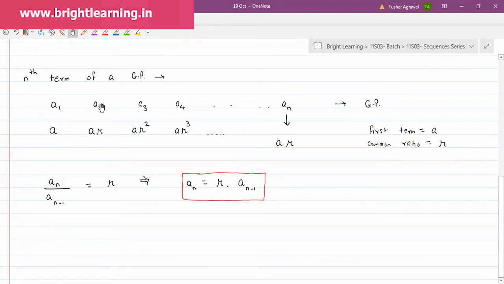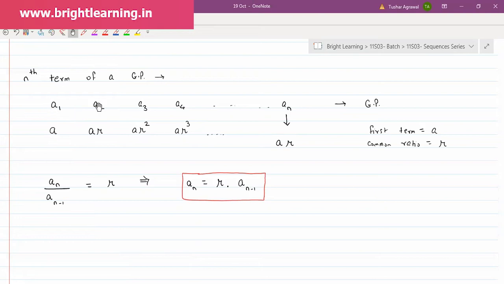When it was A2, the power was 1. When it was A3, the power was 2. For the fourth term, A4, the power was 3. Means one lesser power. Why is that lesser power coming? Because see the step approach that we did in arithmetic progression, the same step approach we will do here also.